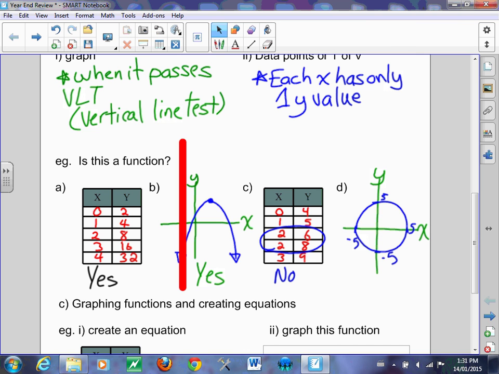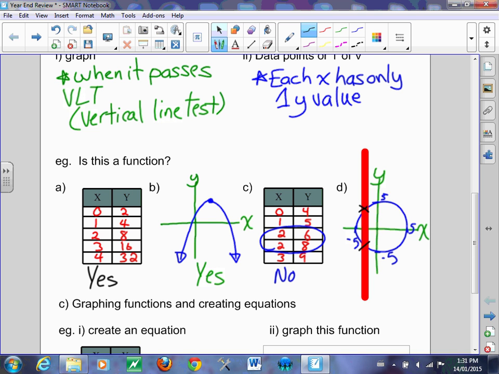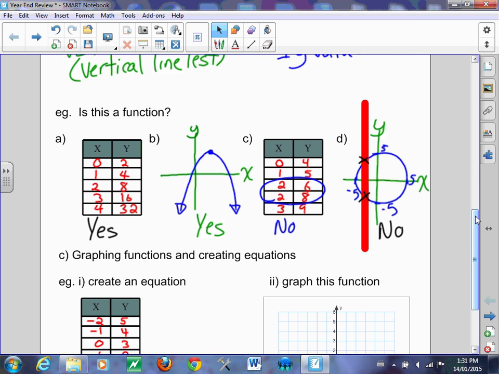Okay, and last example, ladies and gentlemen, I'm going to take my vertical line test and move it over for D because it's a graph. Notice where I have it here, that it hits at not just one spot, but at 2 spots. So no, this is not a function because it does not pass the vertical line test. I'll leave it there.